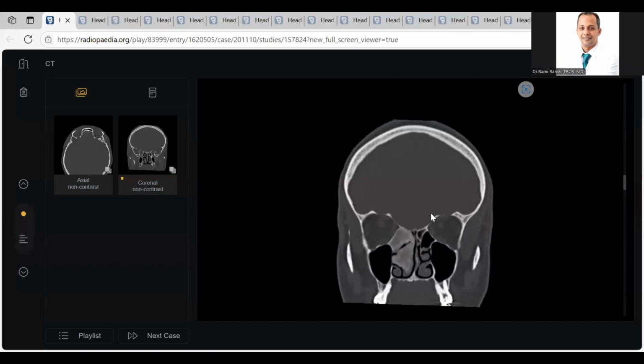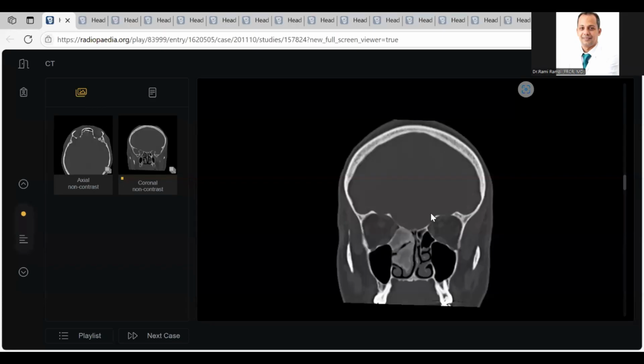On the coronal images, I could appreciate that there is a high density mass with central low density, involving the middle and superior nasal turbinate. I could not appreciate any extension into the maxillary sinus. The orbital walls seem clear. So can you show me the ethmoidal sinuses?